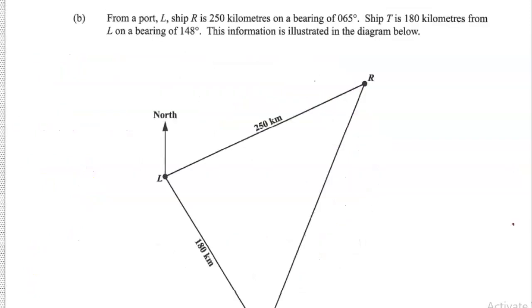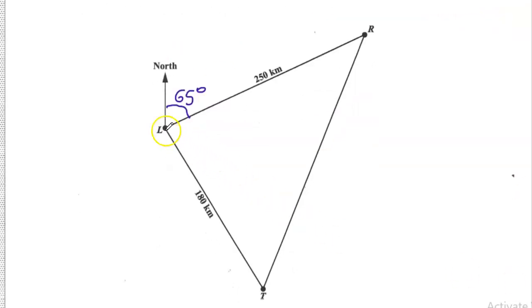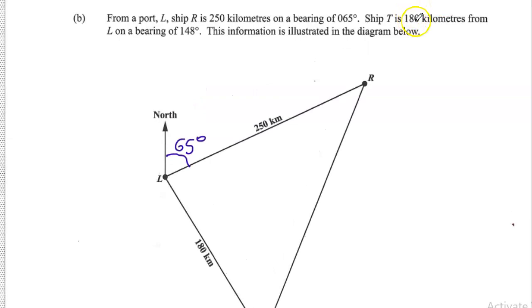Let's move to part B. From a port L, a ship R is 250 kilometers on a bearing of 65 degrees. So remember, we always take bearing from the north. So this is 65 degrees. Ship T is 180 kilometers from L, and we can see that in our graph. L to T, that's 180 kilometers. We're also told that ship T is 180 kilometers from L on a bearing of 148 degrees.